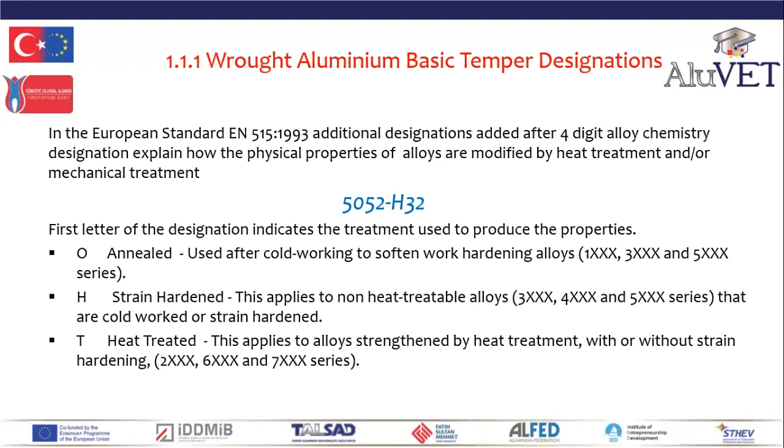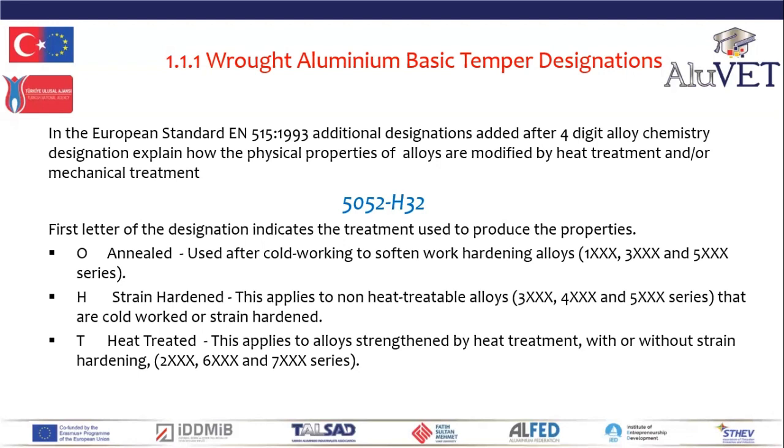The first letter of the designation indicates the heat treatment applied to produce the properties. So O is annealed, used after cold working to soften work hardenable aluminium alloys, the 1000, the 3000, the 5000 series. The letter H says this is strain hardened, cold worked, remember. This applies to non-heat treatable alloys, the 1000 series, the 3000 series, the 4 and the 5000 series that are cold worked or strain hardened.